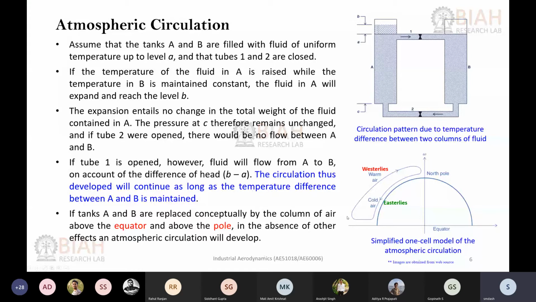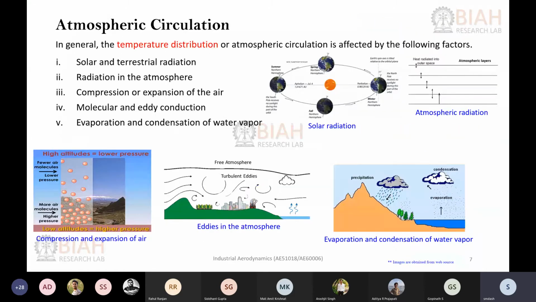So why doesn't this simplified model work? Because of various reasons. One of the reasons is that the temperature distribution in the atmosphere is affected by various things that you are already aware of, like solar and terrestrial radiation, for example. You know that the Earth's axis is inclined at an angle to its orbital plane, right? It is actually inclined by 66.5 degrees to its orbital plane around the sun.